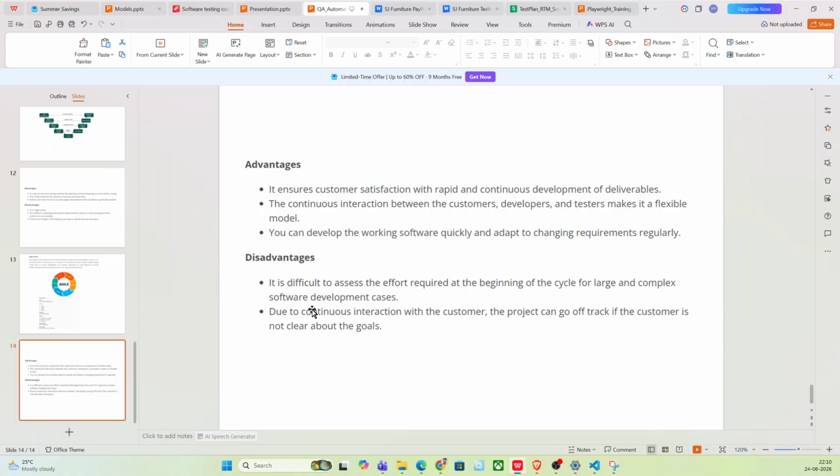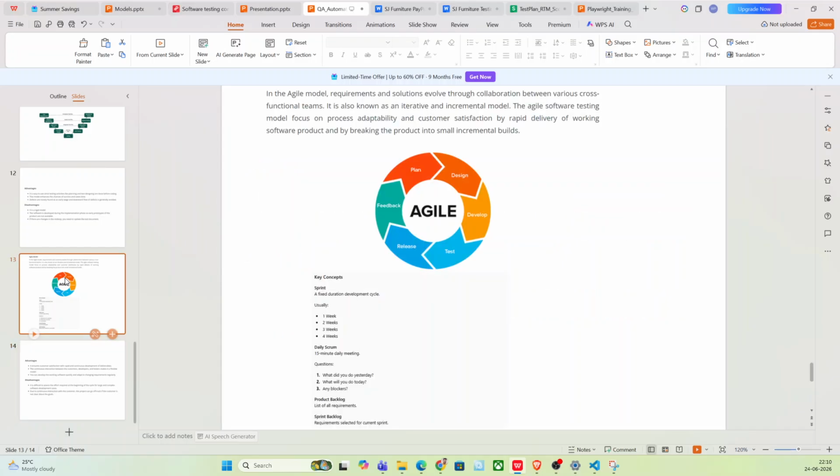But there are disadvantages again, due to frequent requirement changes. Some complexity will be there. It requires a lot of effort also. Sometimes requirements might also not be clear. Again, we have to change the requirements. Again, QA also needs to make some changes. So those are some disadvantages.